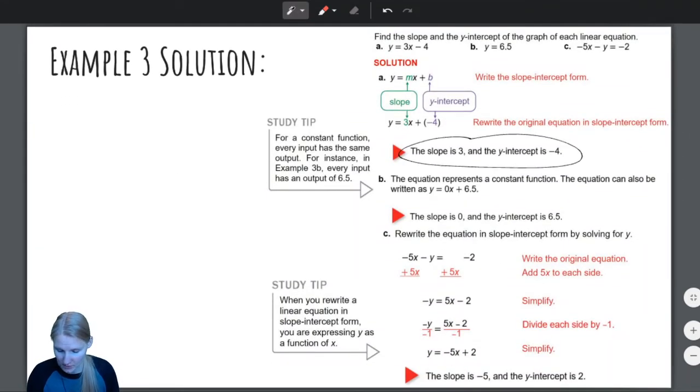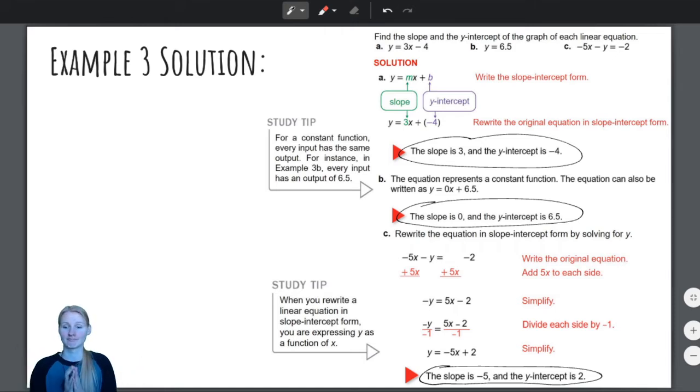Slope is 3, y-intercept is negative 4. Slope is 0, y-intercept is 6.5. They also solved, and they got that the slope is negative 5 and the y-intercept is 2. Perfect. Awesome. We were right.